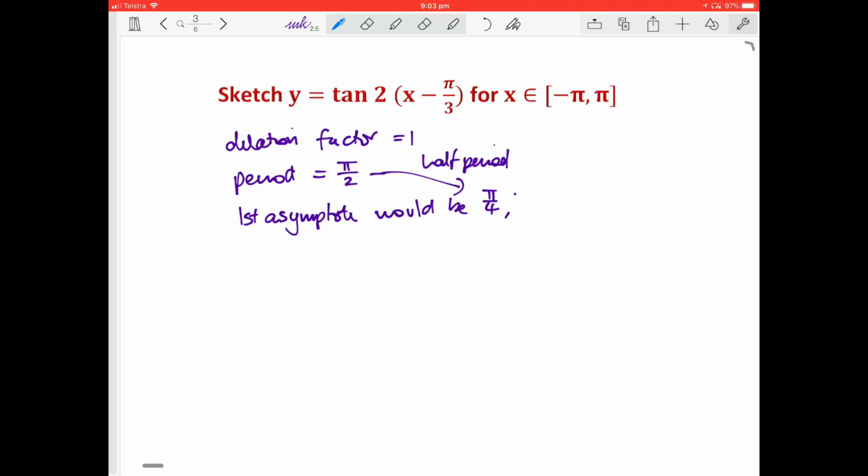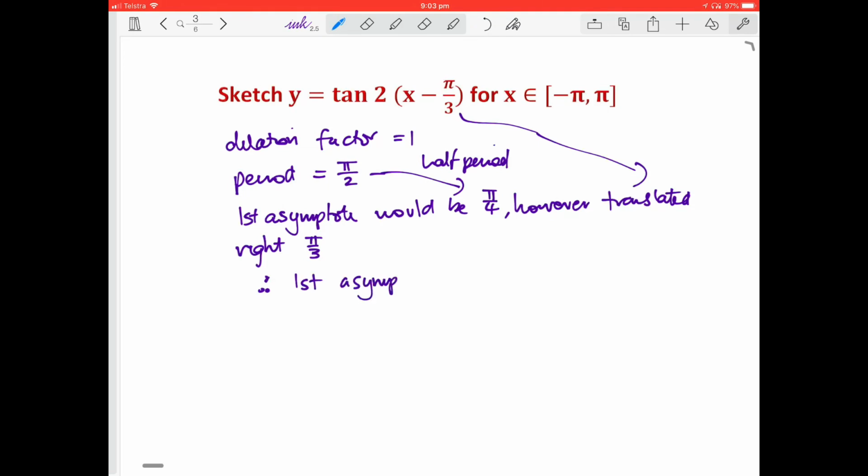However, it's been translated right, pi on 3. Therefore, first asymptote is pi on 4 plus pi on 3, which is, let's put them over a common factor of 12. So 3 pi on 12 plus 4 pi on 12, which is 7 pi on 12. So first asymptote is 7 pi on 12.